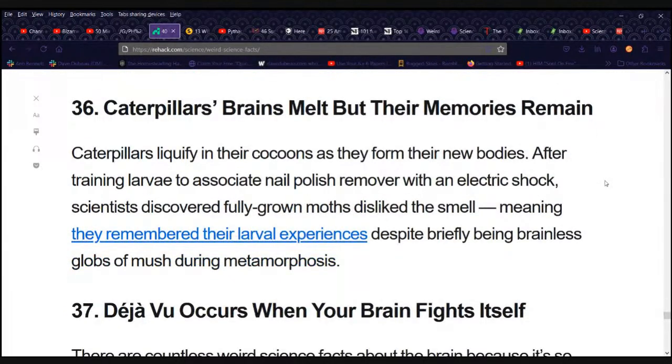Caterpillars' brains melt, but their memories remain. Can you imagine your whole body just liquefying in the cocoon as you're changing from a caterpillar to a butterfly? Apparently, they associated nail polish remover with an electric shock, and afterwards they actually remembered this. Fully grown moths dislike the smell, meaning they remember their larval experiences despite briefly being brainless globs of mush during metamorphosis. Far out. So, you might be having a bad day, but you're not turning into mush, folks.